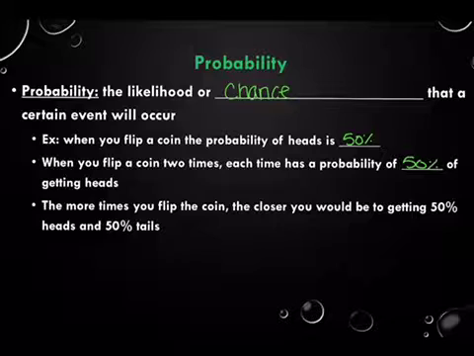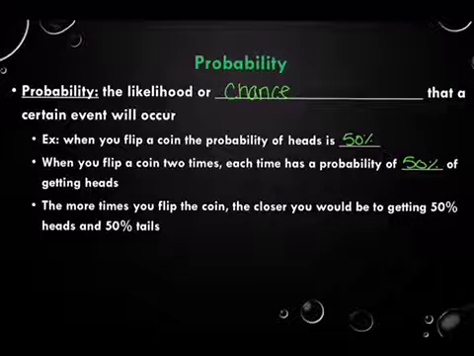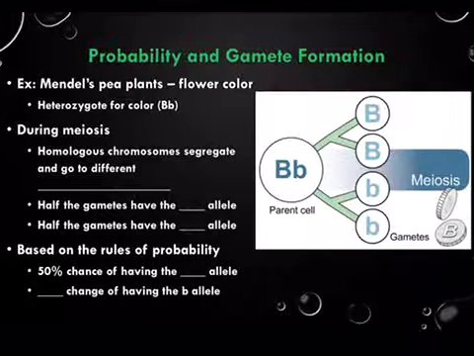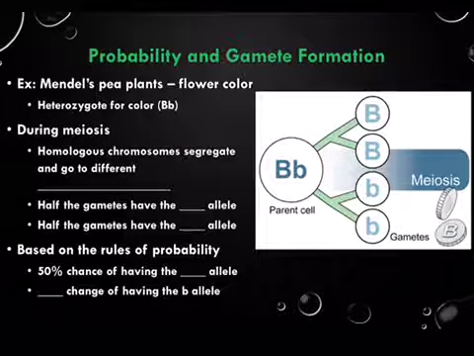The more times you flip the coin, the closer you would get to exactly 50-50. It's very likely in 2 flips that you could get 2 heads and not see the 50% chance show up. This is where the more times you flip, the closer you get to 50% heads and 50% tails. So with Mendel's pea plants for color, the heterozygote would be big B, little b.